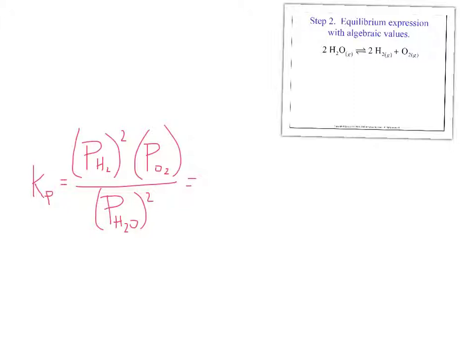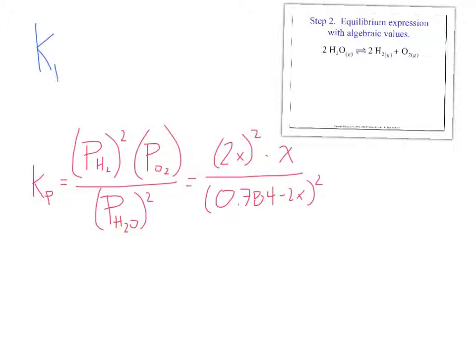For example, the pressure of H2 we found to be 2x at equilibrium. So we take 2x and we square it. And we multiply that by x for the oxygen and divide it by the pressure of H2O, which would have been 0.784 minus 2x. And of course, since that's water, it's going to be squared. We were also given the value of the Kp, which is 2.0 times 10 to the negative 42 at this particular temperature.